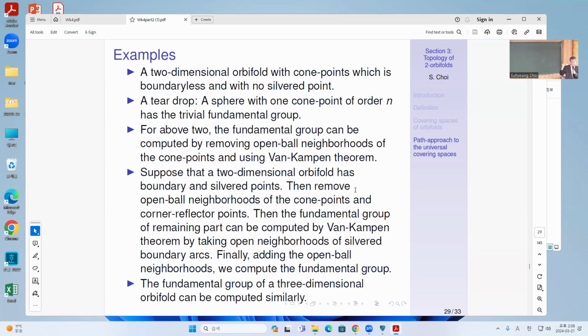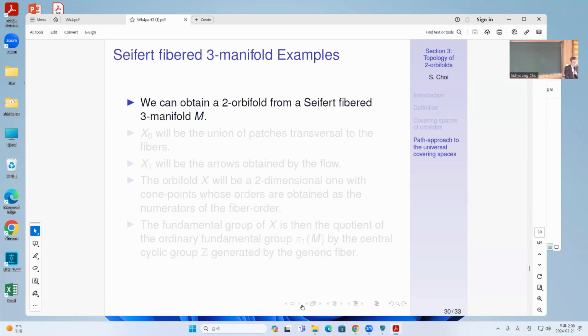There you can compute using the Van Kampen theorem, and then you can just keep adding the codimension one neighborhood and then the codimension zero neighborhood. So that way you can compute these.